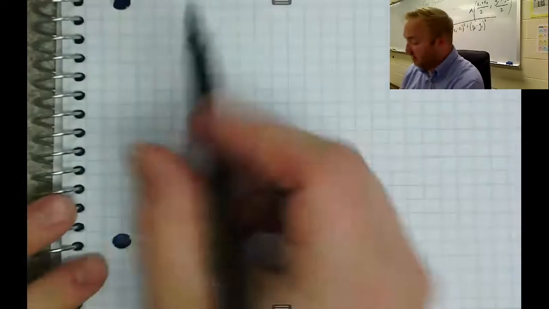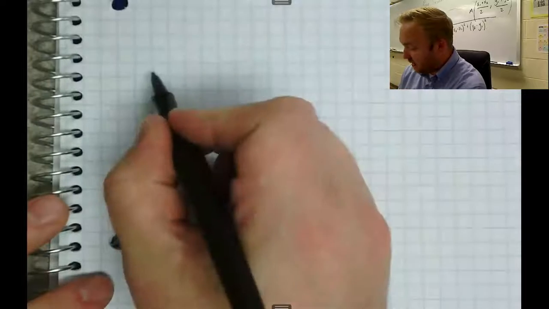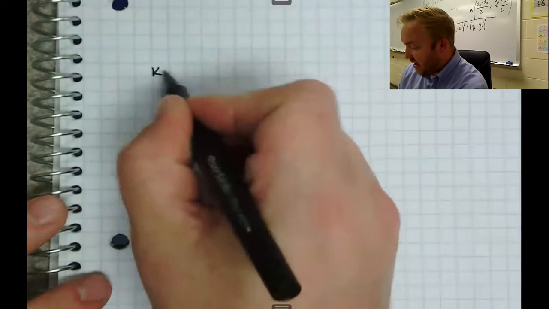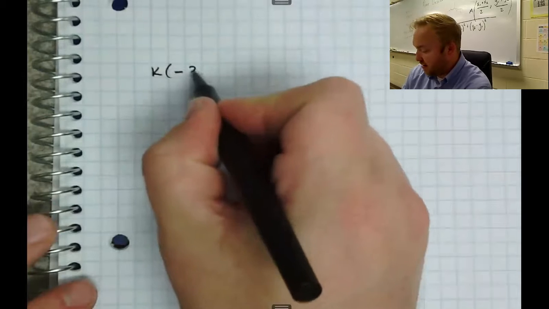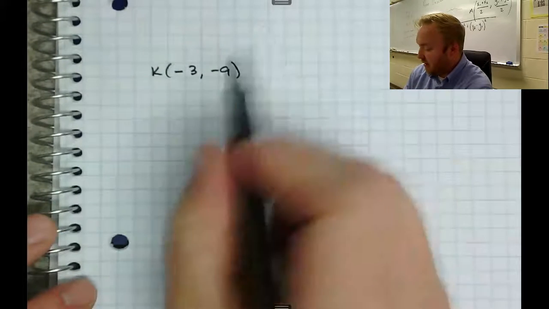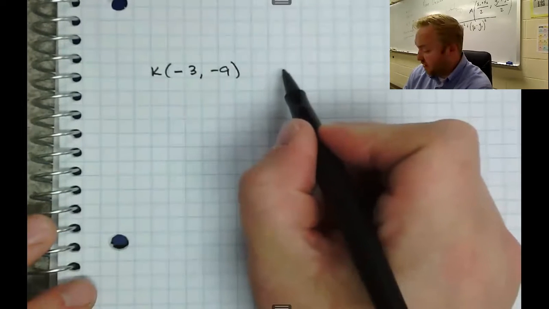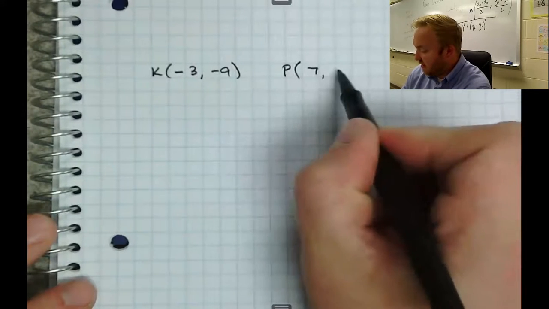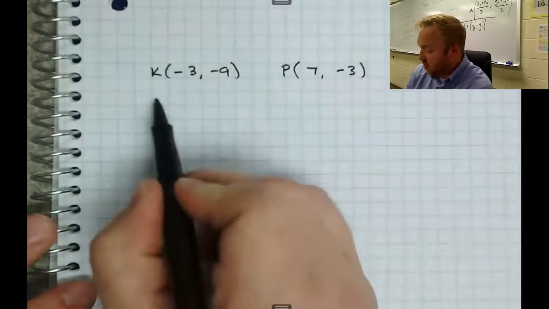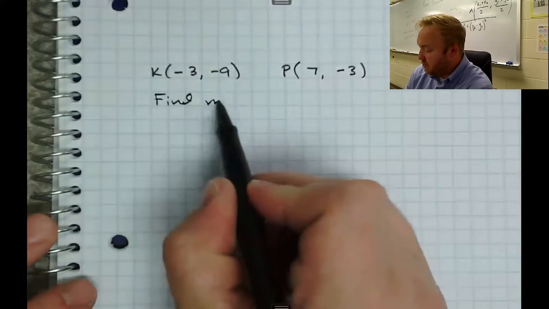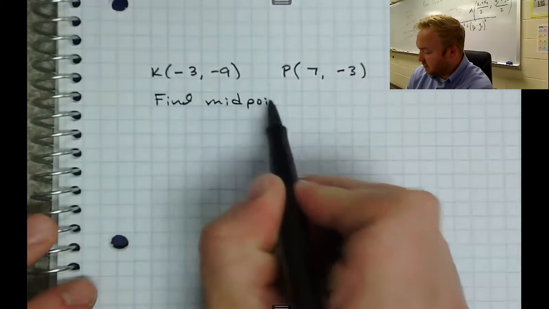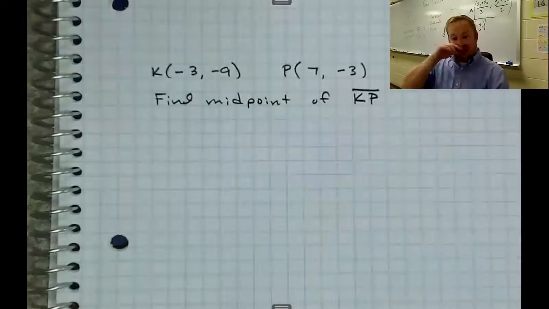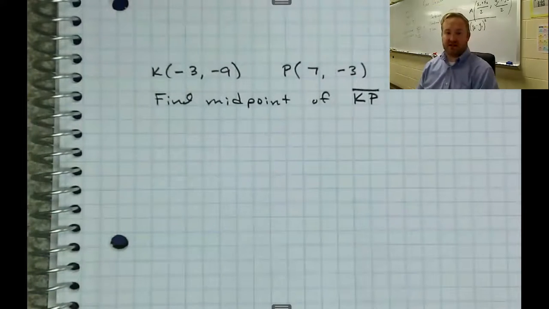For instance, let's say that I have a segment whose endpoint is, let's say, K, whose coordinates are -3, -9, and the other endpoint is, let's call it P, and those coordinates are 7, -3. And our job is to find the midpoint of segment KP. When I say find the midpoint, I mean find the coordinates of the midpoint.